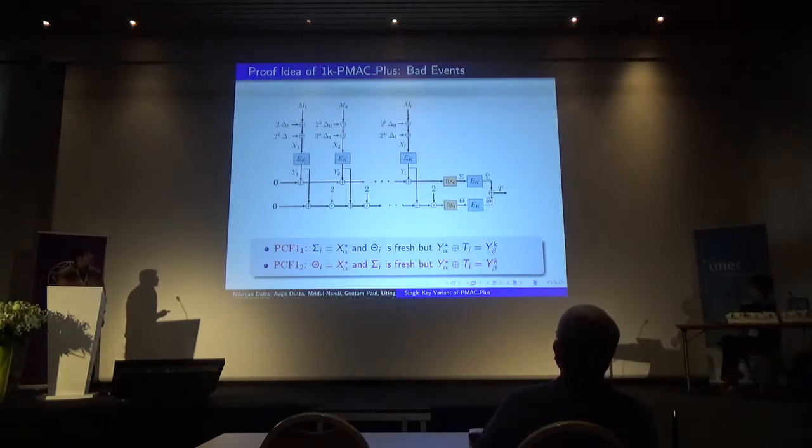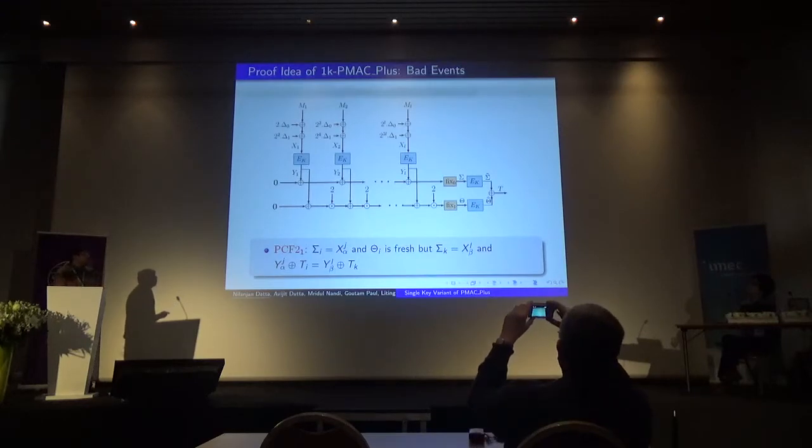Next is another kind of range collision. So here sigma I equals some x alpha j and theta I is fresh, but y alpha star plus ti equals y beta k. So this essentially means that this theta I hat is not fresh from this equation. And similarly for theta I as well. If theta I is x alpha star, that is theta is non-fresh, but sigma is fresh, but y alpha star plus ti equals y beta k, then again we have that sigma I hat is actually becoming non-fresh. So this essentially gives another bad case.